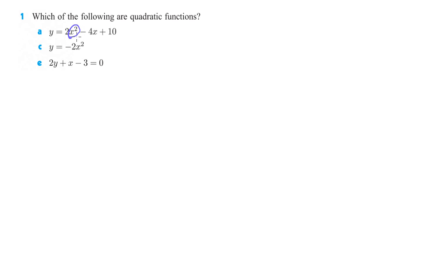And then also you can't have any variables in the denominator. Okay, so this one is indeed a quadratic. This one here, highest power of our x is squared. No variables in the denominator, quadratic. And then this one here, even though we don't have y on the right side, all by itself, that's really not the issue. The issue is that this is x to the first, so this is actually linear, not quadratic. Okay? All right.